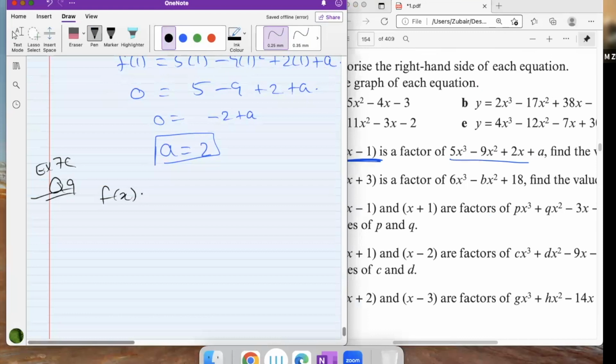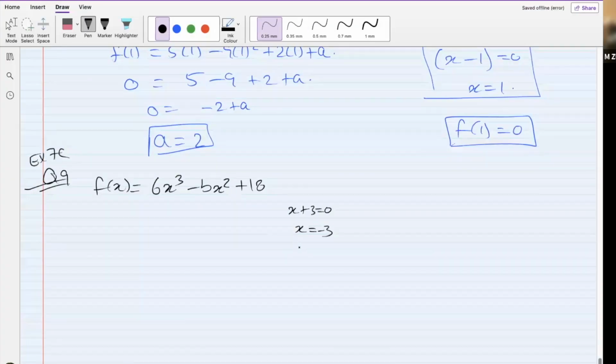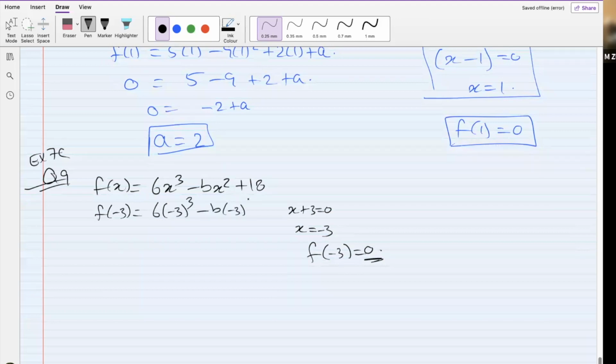F of x is 6x cube minus bx square plus 18. And x plus 3 is a factor. So x is equal to minus 3. And f of minus 3 is 0 because it is a factor. So remainder is 0. So f of minus 3 equals 6 into minus 3 cube minus b into minus 3 squared plus 18.